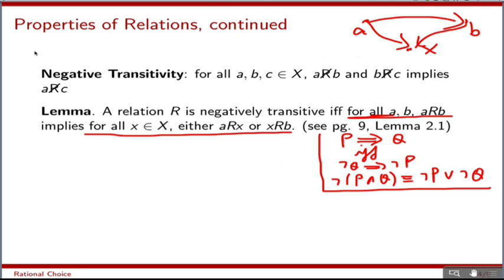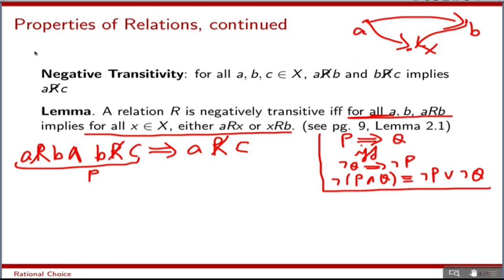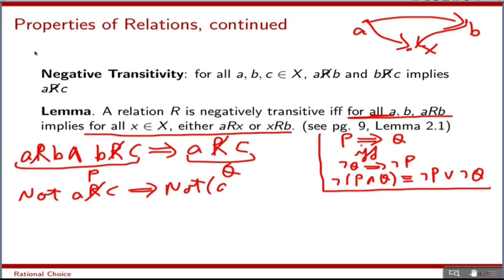Now, what negative transitivity says is if A is not related to B and B is not related to C, then A is not related to C. Now, using contraposition, if you treat this as the statement P and this as the statement Q, this is equivalent to saying that if it's not the case that A is not related to C, then it's not the case that A is not related to B and B is not related to C. If it's not the case that A is not related to C, that's just equivalent to saying A is related to C.